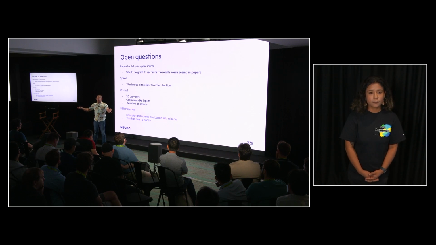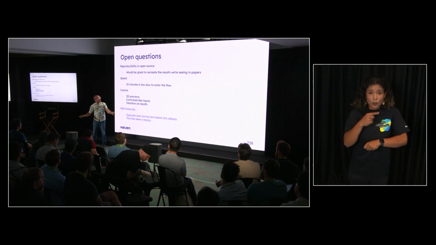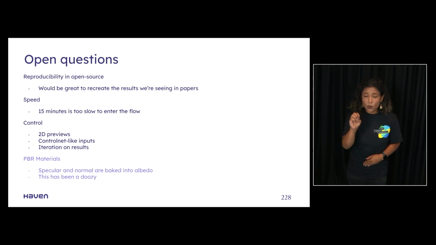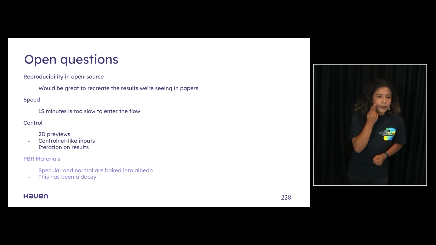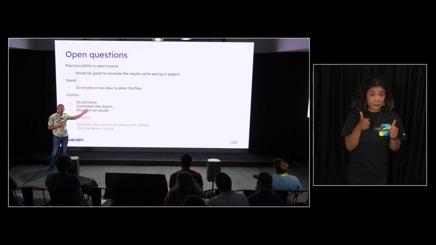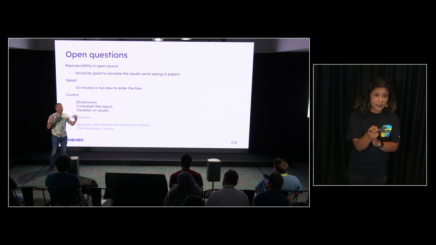So that's kind of where we're at right now. There's still plenty of open questions. As we alluded to earlier, there's a lot of great research in white papers. There's a lot of awesome open source work happening. We'd love to see those kind of kiss, and we see the same results in both of them. Speed, we're down to like 15 minutes right now. Still, it's not really like a flow state speed.